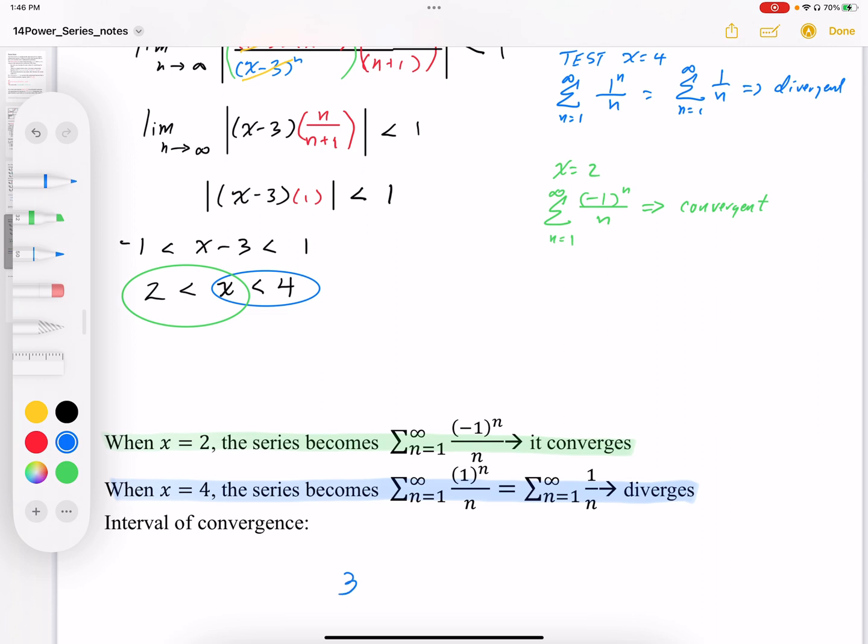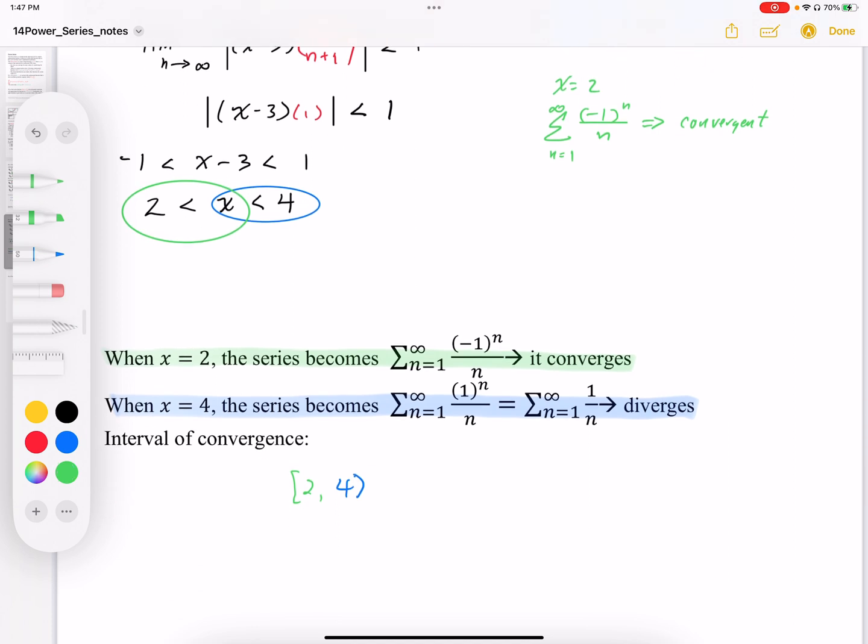At x equals 4, it was open. On the left-hand endpoint at x equals 2, it was closed. So this is a half open or half closed interval. We can write it like this. We can show this with our inequality: it's going to be greater than or equal to 2 and less than 4.